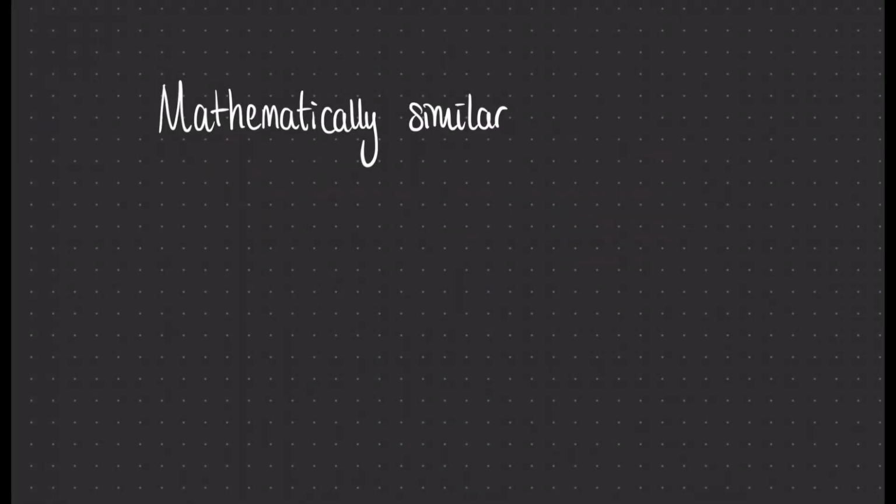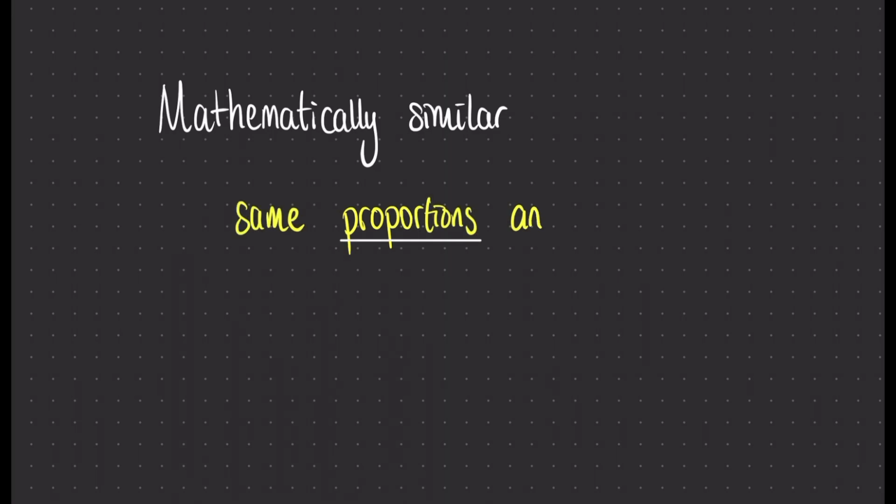To understand similar triangles, we first have to understand what mathematically similar means. These are shapes with the exact same proportions and shape. They might, however, be different in size. However, we want a more rigorous way of thinking about mathematically similar triangles.